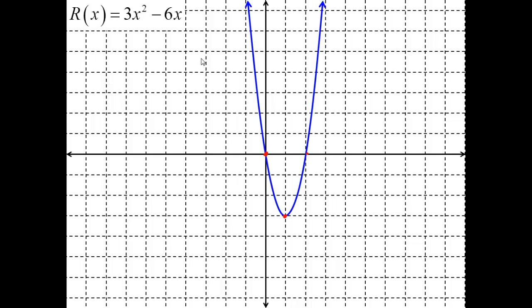So once again, I can use x and y intercepts to help confirm that this graph is correct. I see my y-intercept is at 0, which is exactly what I expected. And then I can get my x-intercepts simply by setting this equal to 0. Solving for x, you should end up with 0 and 2 as your x-intercepts.